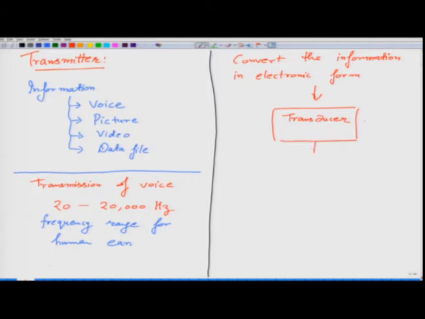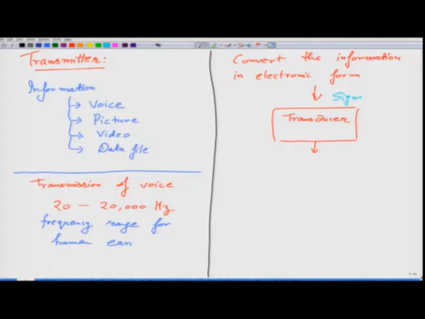Now, this transducer by definition can be anything that converts an input information in the form of pressure or vibration or anything into electric signals. So, this takes input and this converts the signal into electric signal. Now, your signal may be pressure or temperature or vibration, can be anything.